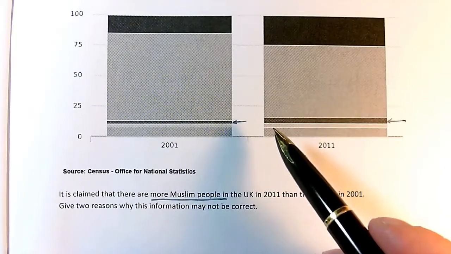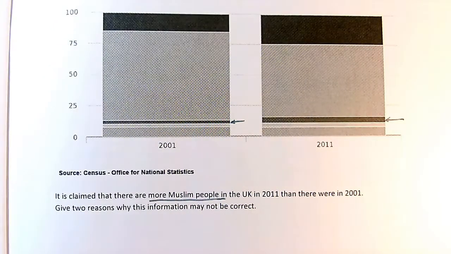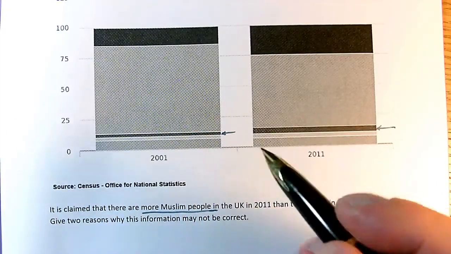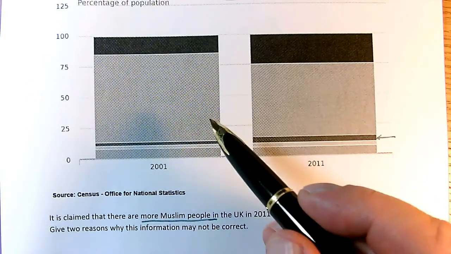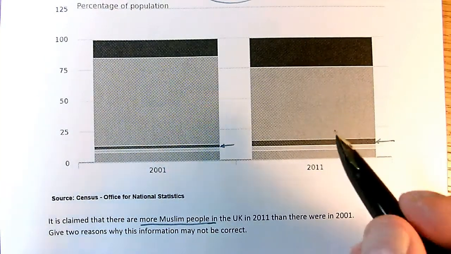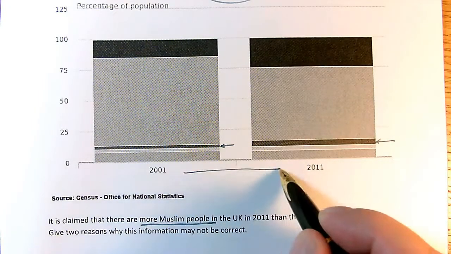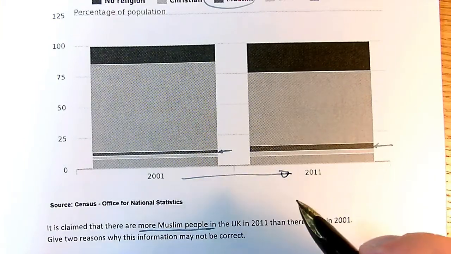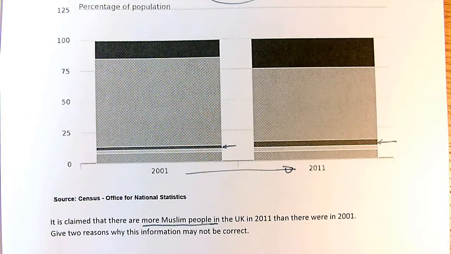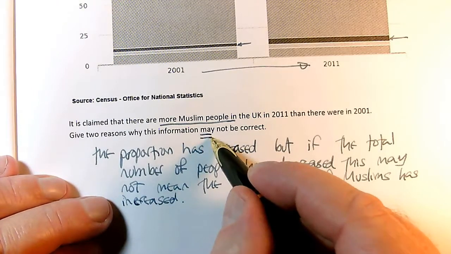So why can we not say there are more Muslim people in the UK in 2011 than there were in 2001? Well, the first reason, this was a bit like our bar chart question about the blue cars a few pages back. We don't know the total number of people involved in each chart. Common sense, you may know from general knowledge that the population of the UK hasn't actually gone down dramatically between these two times. But it's worth saying that although the proportion has increased, the total number of people may be different. So that's a perfectly valid reason why the information may not be correct.